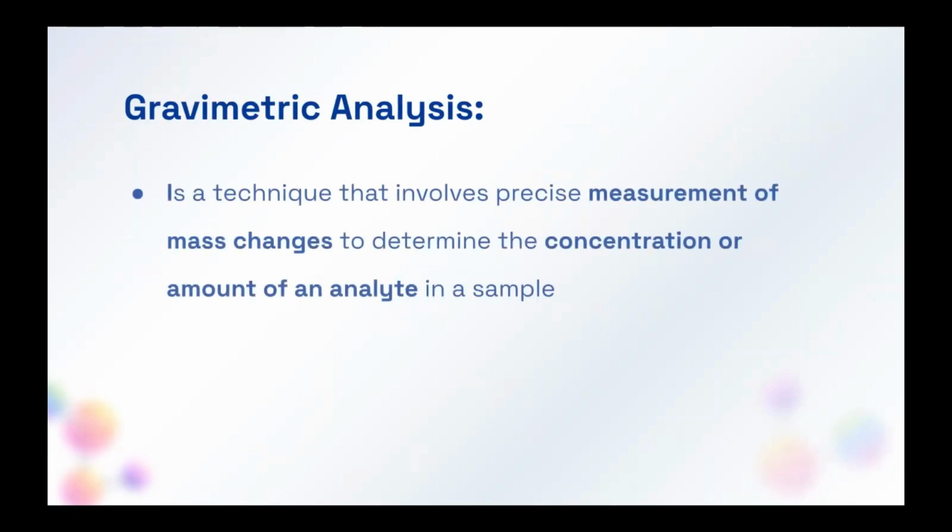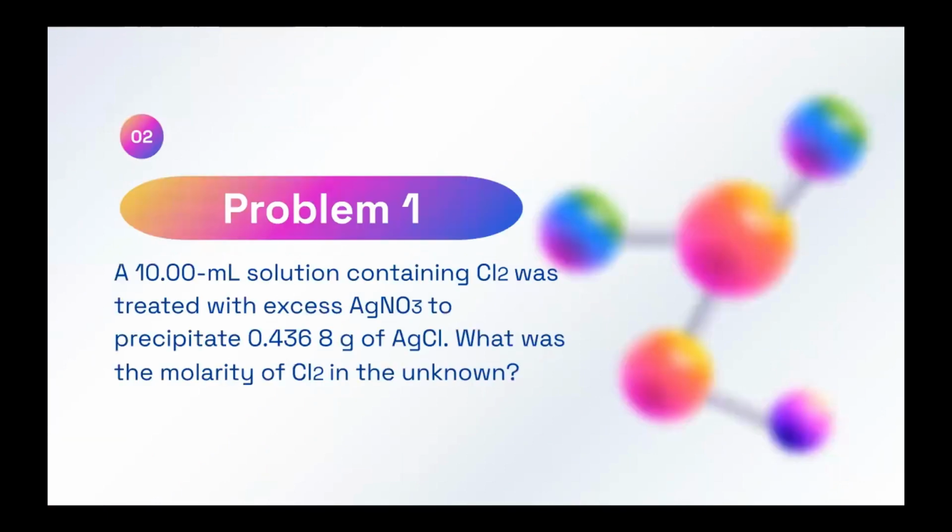In precise terms, gravimetric analysis is a technique that involves precise measurement of mass changes, usually the product, to determine the concentration or amount of an analyte in a sample. So here, why don't you try a problem? In this problem, it says a 10 ml solution containing chlorine was treated with excess silver nitrate to precipitate 0.4368 grams of silver chloride. What was the molarity of chlorine in the unknown?